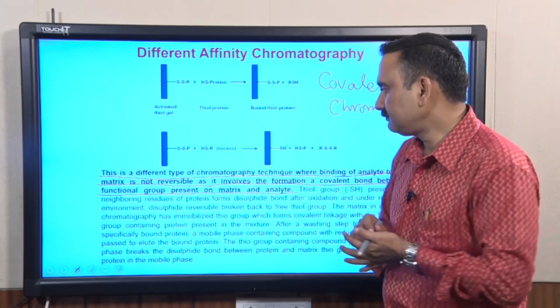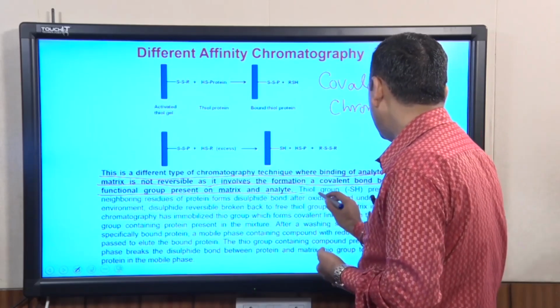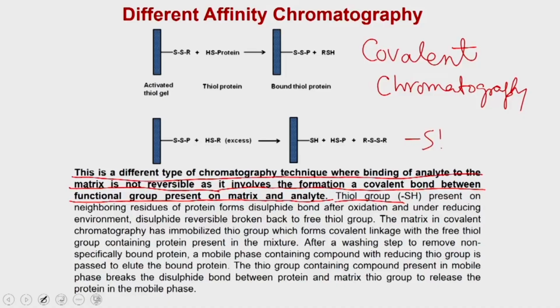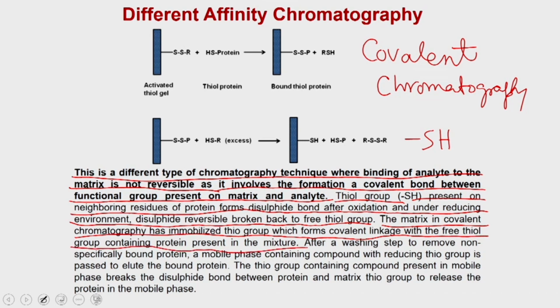So, the thiol groups, the -SH groups present on neighboring residues of a protein, form a disulfide bond after oxidation, and under a reducing environment the disulfide is reversibly broken back to the free thiol group. The matrix in covalent chromatography has an immobilized thiol group which forms a covalent linkage with the free thiol groups of the protein present in the mixture.